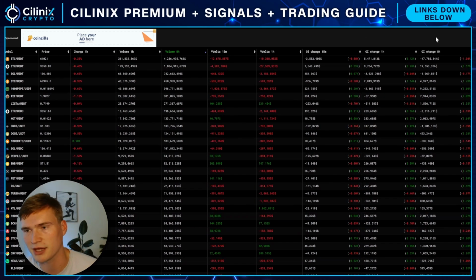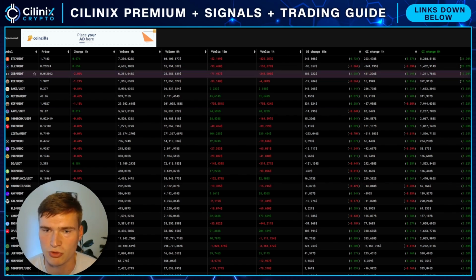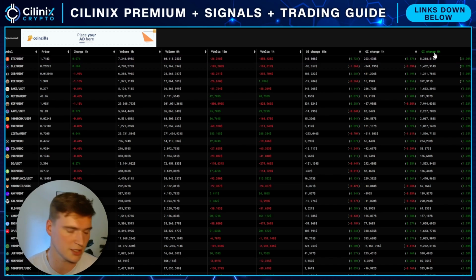And then the second thing is I also sort by open interest change the last 8 hours. All right, so here all the way to the right. Hopefully you can see everything correctly. But this is basically the amount of money that's opened in new positions, long and short, in the last 8 hours. So if that increases a lot, that means that more money is being put into positions. So more people are trading this.